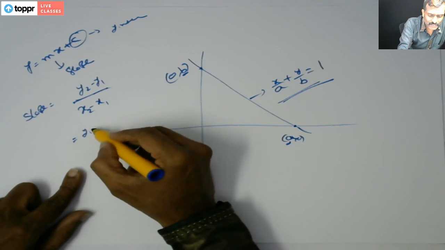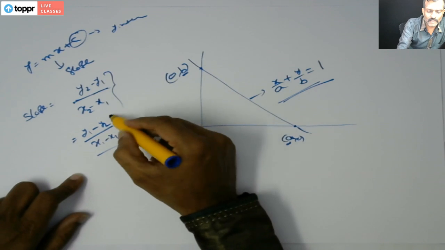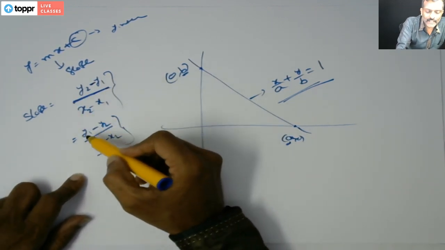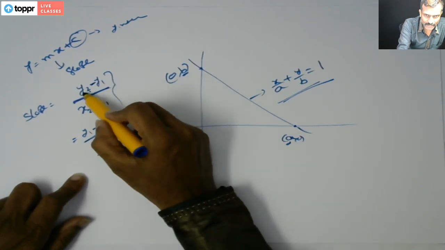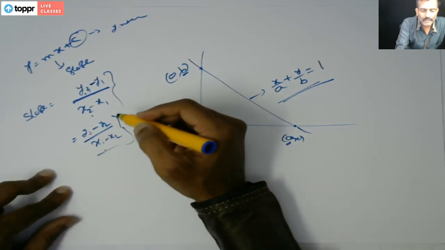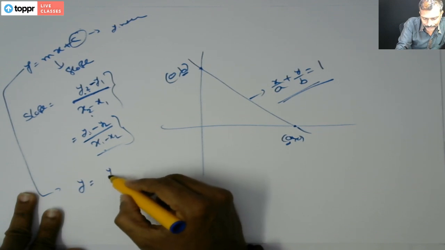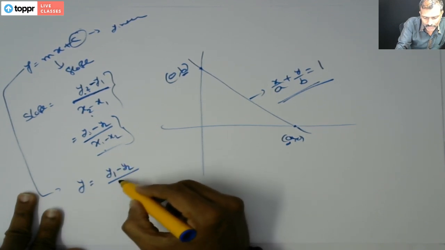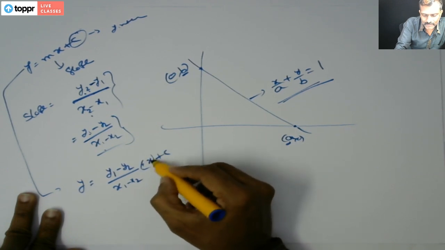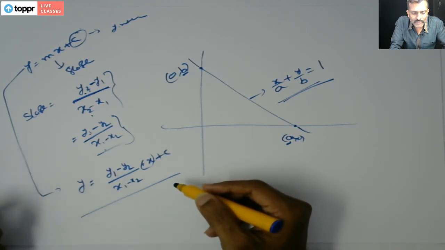You can also write this as y1 minus y2 by x1 minus x2. Both of them are the same, because you are taking the difference in the same order. Here if you take the second point first, here also you take the second point first. So now this equation can also be written as y is equal to y1 minus y2 by x1 minus x2 times x plus c.